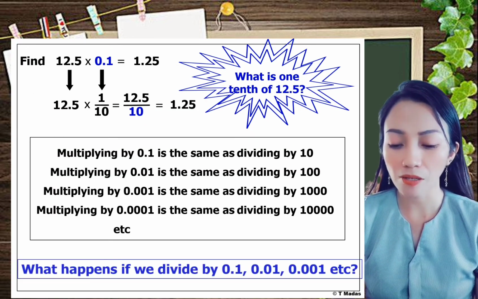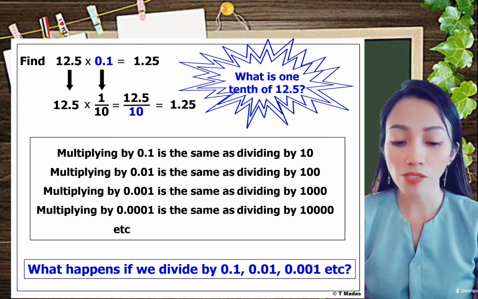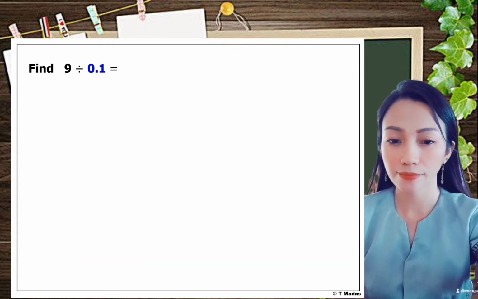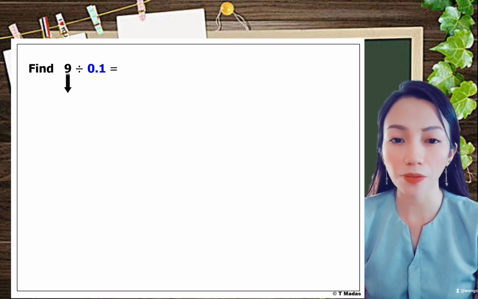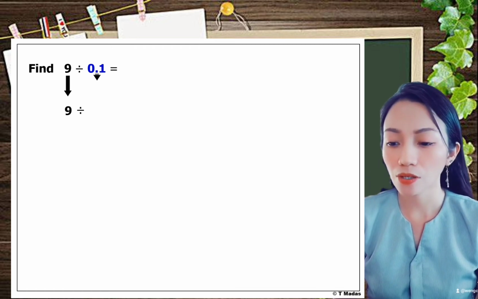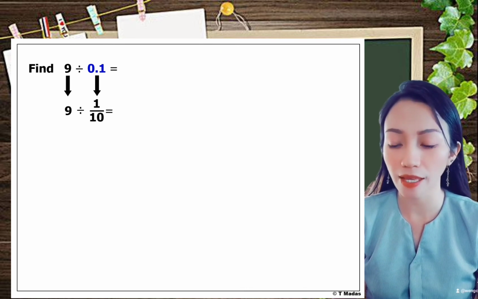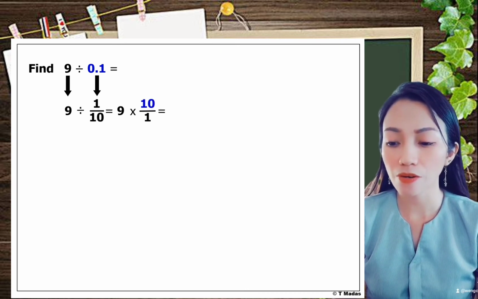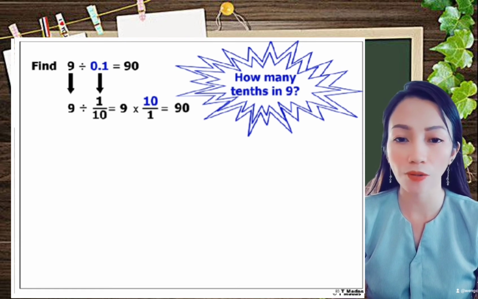What happens if we divide by 0.1, 0.01, 0.001? Let us find 9 divided by 0.1. This is what you call the shortcut method. So 0.1 is written as 1 over 10. So therefore, that will become 9 divided by 1 over 10. So that is equal to 10 over 1.